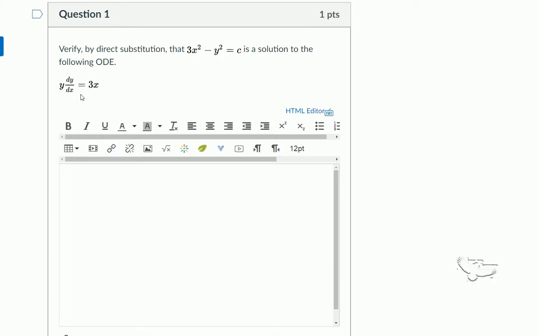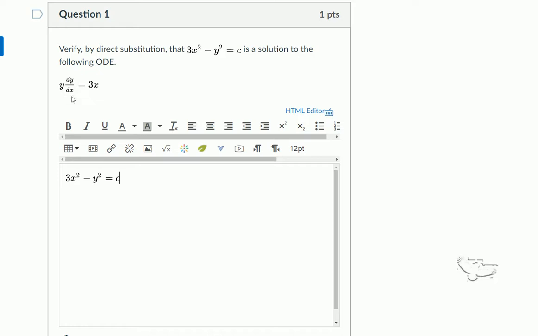directly into that equation. So to substitute in here, I would want to solve for y and then find dy/dx. So I'm going to start with my 3x squared minus y squared equals c. I'm not sure if I can save it, but let me see if I can copy the image and put it down here, see if it'll let me paste it. Ah, that's nice. So you can copy and paste. 3x squared minus y squared equals c.